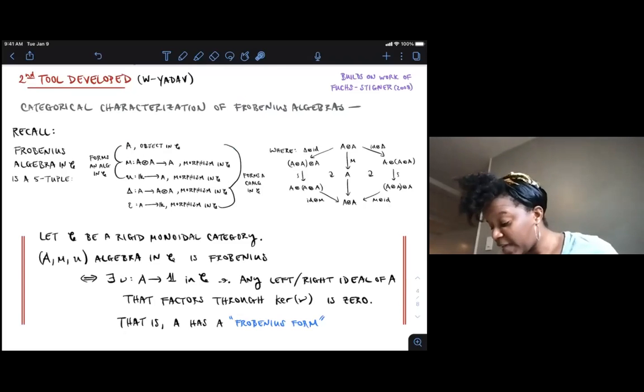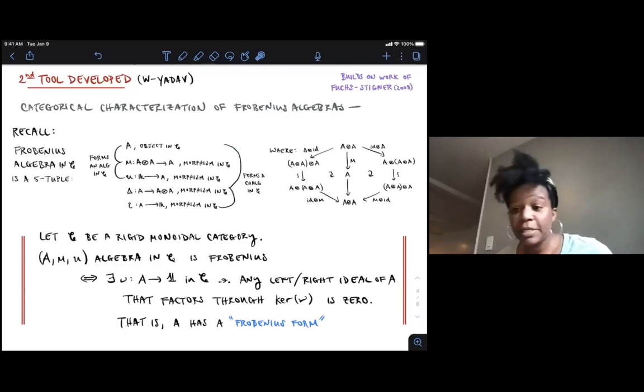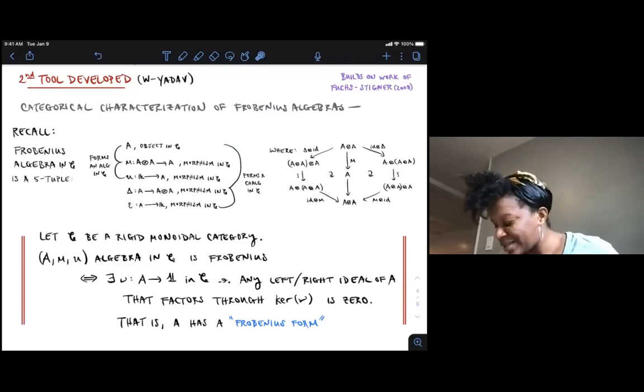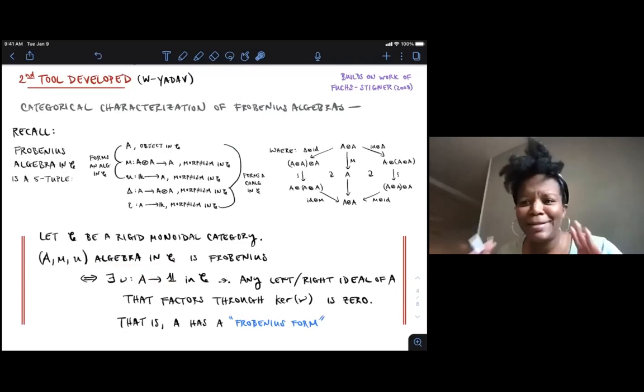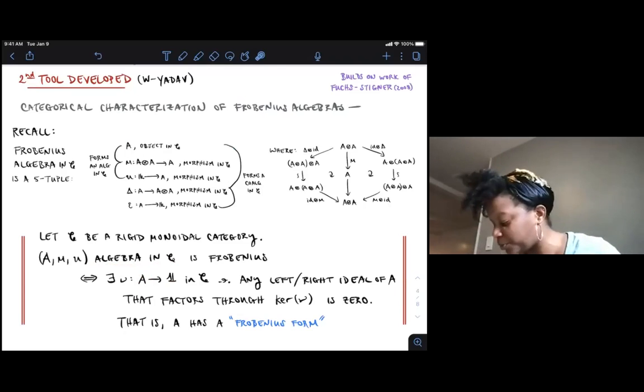So we have that an algebra A is Frobenius if and only if there is a form, or a morphism, going from A to the 1, so that any left or right ideal of A that factors through the kernel of this map must be 0. So if you're familiar with Frobenius algebras, this is exactly what you want. This is one of the definitions of the Frobenius algebra over a field.